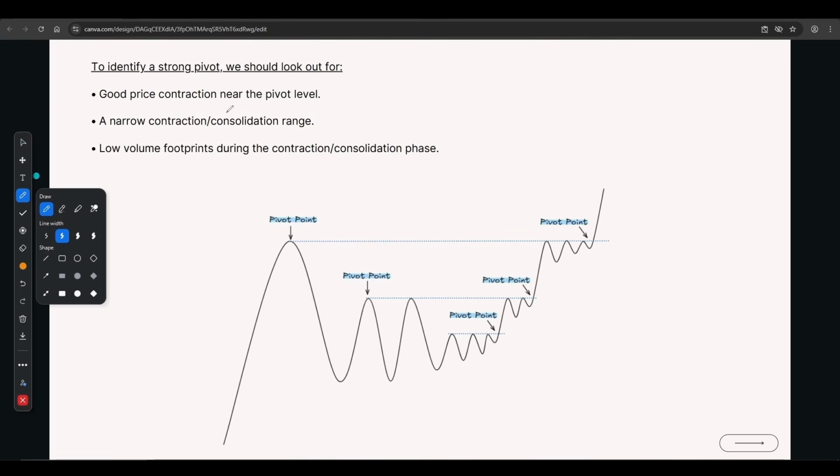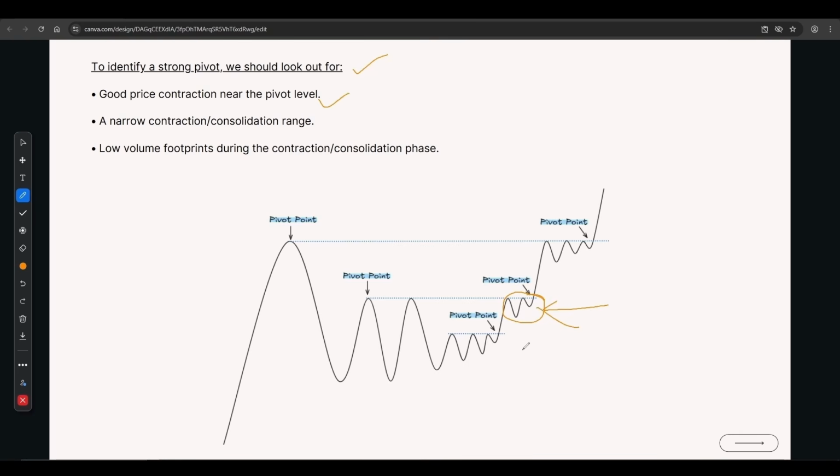Now, to identify a strong pivot point, we should look out for good price contraction near the pivot level, which is this one. A narrow contraction, meaning that after a good up move, the contraction should be narrow, which means that the buying pressure is more dominant here rather than the selling pressure.